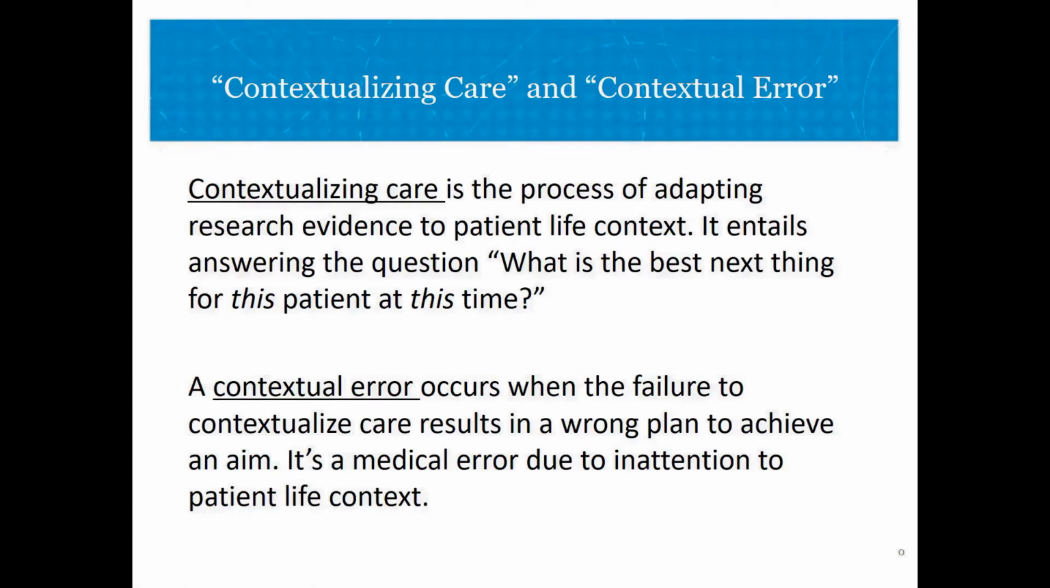So let's get started. I'd like to start with specific definitions of these two terms. Contextualizing care is the process of adapting research evidence to patient life context. It entails answering the question, what is the best next thing for this patient at this time? Conversely, a contextual error occurs when the failure to contextualize care results in a wrong plan to achieve an aim. It's a medical error due to inattention to patient life context.